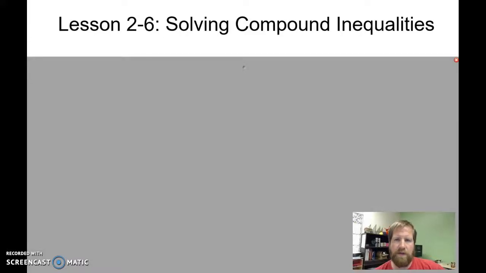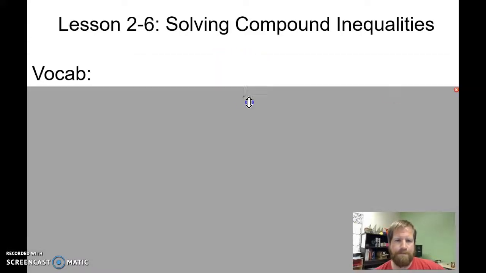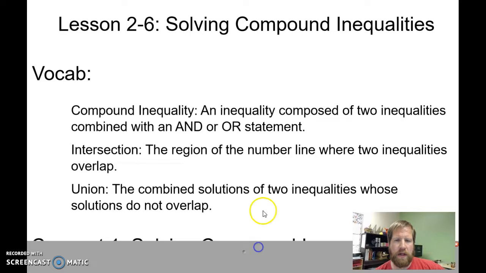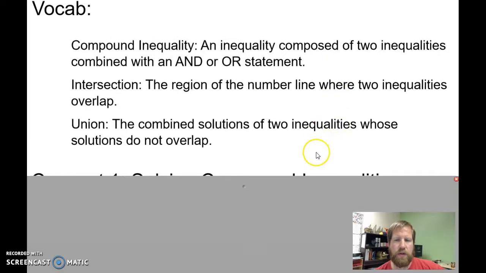Lesson 2-6, solving compound inequalities. So a compound inequality is basically two inequalities that are stuck together, right? And we're going to stick them together either with an AND or an OR statement, and that's just those letters. They should always be capitalized. And those are indicating the two different types of connections those two inequalities are going to make.